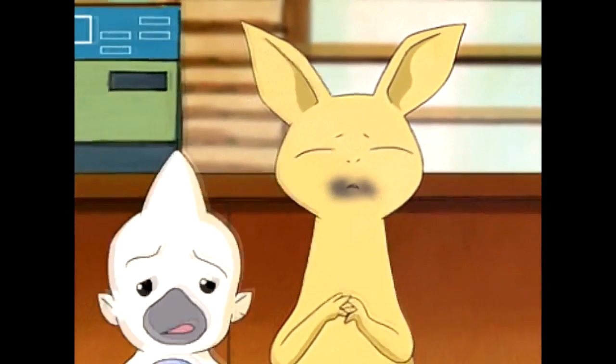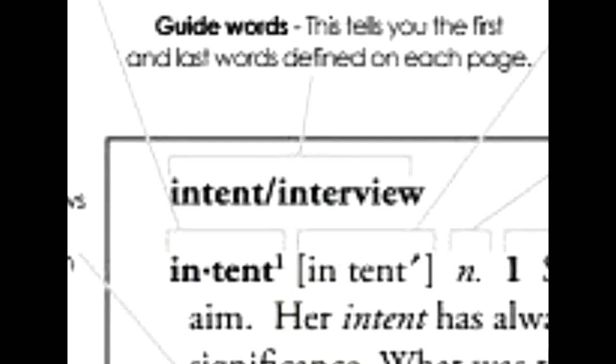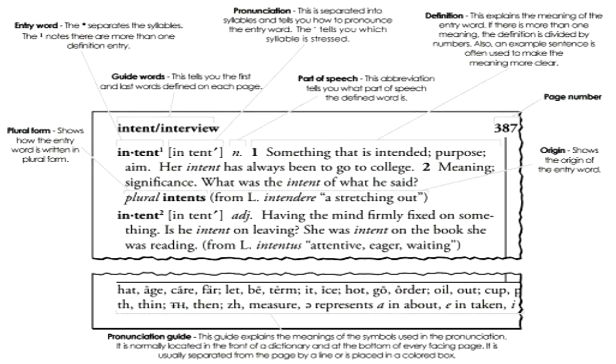Let's discuss deeper on each part of a dictionary. Guide words, which are located at the upper part of a dictionary page, tell us the first and last words defined on each page. This allows us to know whether a word we are looking for is located on the page or not by simply comparing the letters in the word we are looking for to each letter in the guide words. Entry word in a dictionary page is written separately according to the number of its syllables.